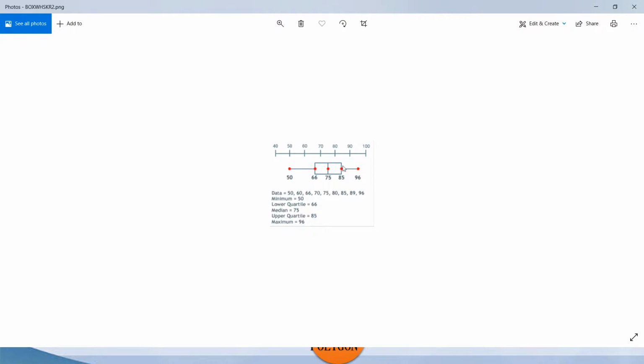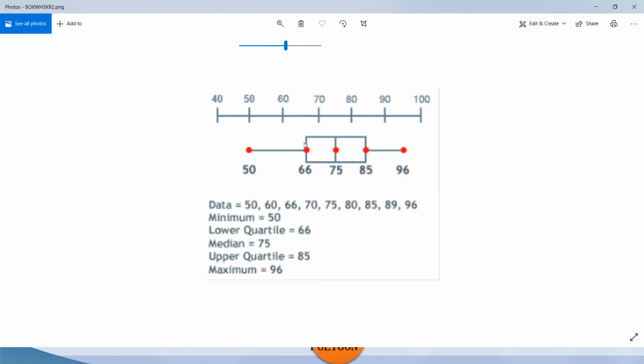So, this is the data I took: 50, 60, 66, 70, 75, 80, 85, 89 and 96. First of all, I have to find out the minimum value, maximum value and the 3 quartiles as I told you. Here, median is the second quartile. So, first quartile, second quartile and third quartile we have to find. All this we are going to plot by using this. Okay, and this is how a box and whisker plot looks like. I hope you all understood this.